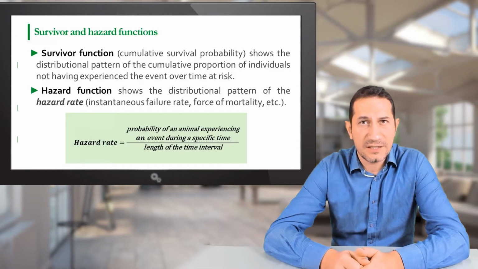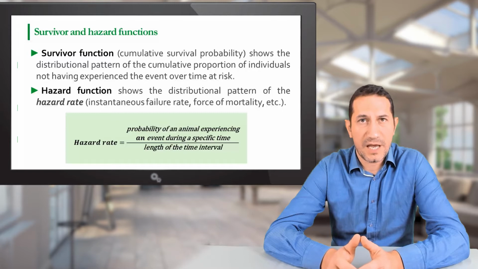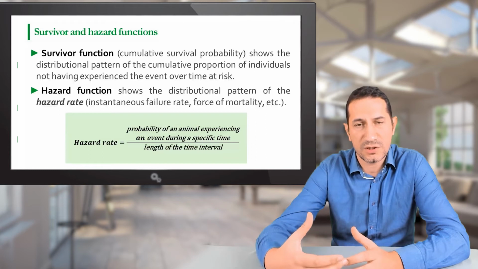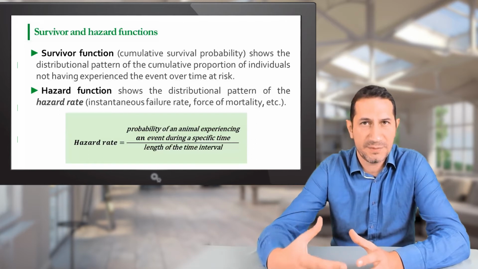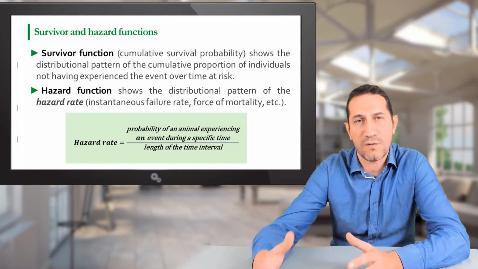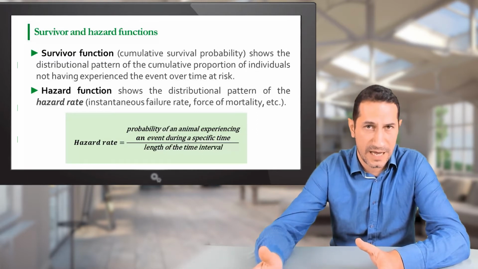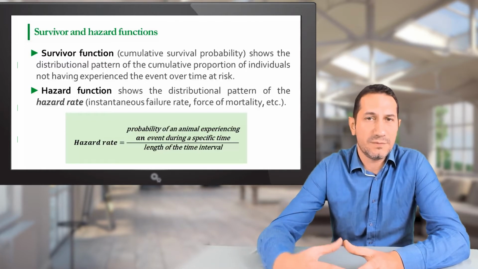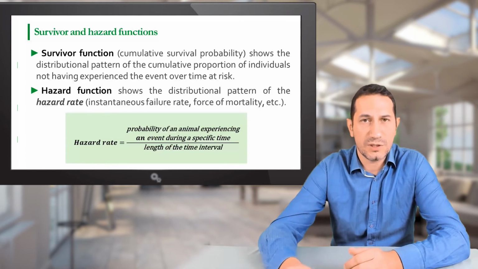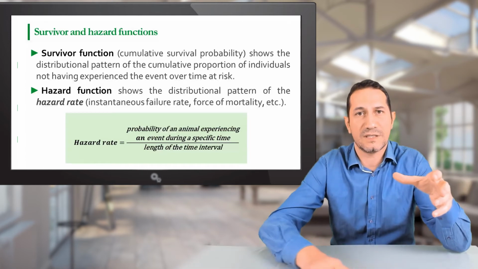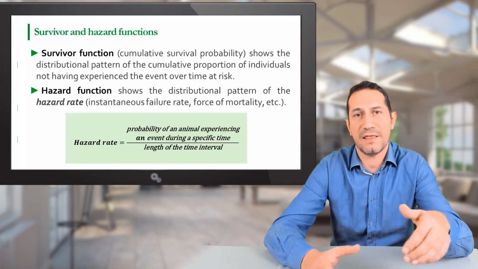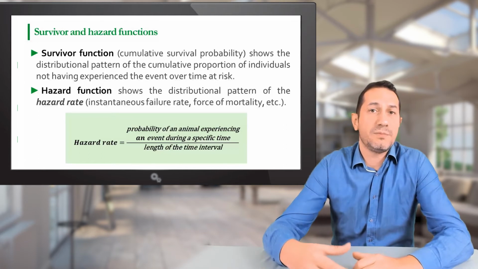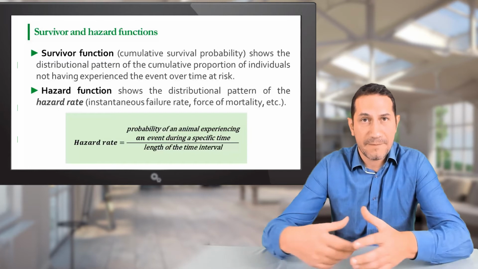The survival function is the cumulative survival probability, and it shows the distribution of the cumulative proportion of individuals not having experienced the event of interest over the time at risk, so during the period of study. It is a non-increasing value which ranges from 1 to 0 and usually starts at 100%. So at the beginning of the study all animals are alive, and then with time some of them die, so the probability goes down and can reach 0 if all animals die.